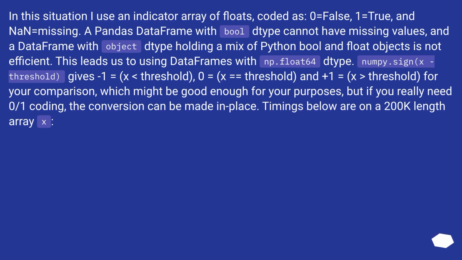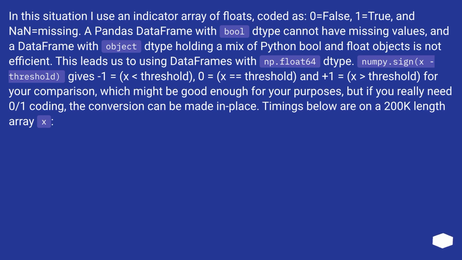In this situation I use an indicator array of floats, coded as 0 equals False, 1 equals True, and NaN equals missing. A pandas DataFrame with bool dtype cannot have missing values, and a DataFrame with object dtype holding a mix of Python bool and float objects is not efficient. This leads us to using DataFrames with np.float64 dtype.